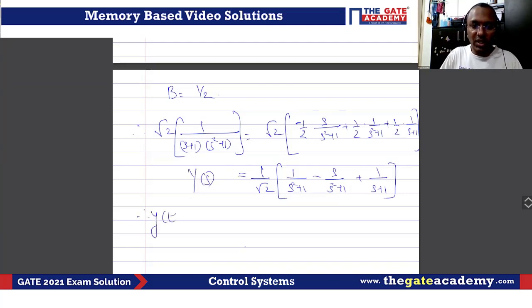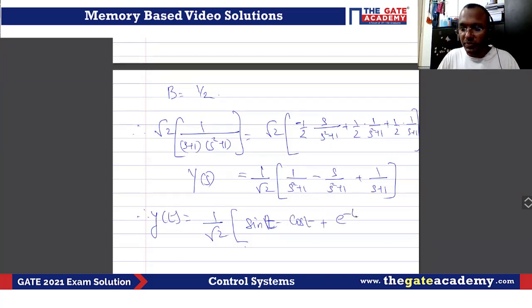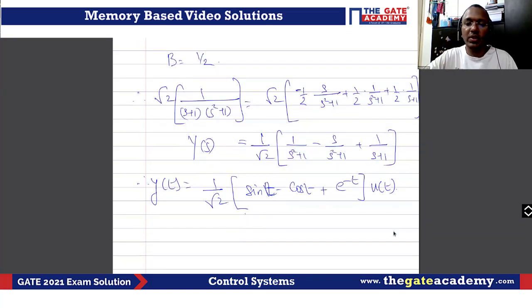Therefore, y of t, I have to take the inverse Laplace transform: 1 by root 2. 1 by s square plus 1 will give me sin t. S by s square plus 1 will give me cos t. Plus this will give me e power minus t. Everything there will have a u of t associated with it.